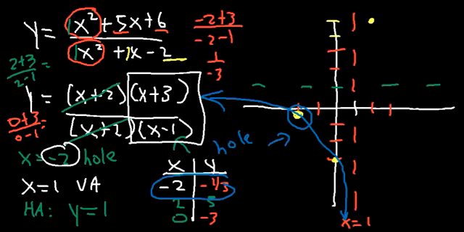Now for the other one, we know what the general shape is going to be. It's going to look something like this. You can add more points if you want, but that's a rough sketch of the graph.